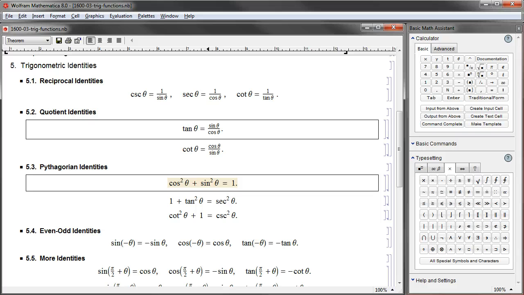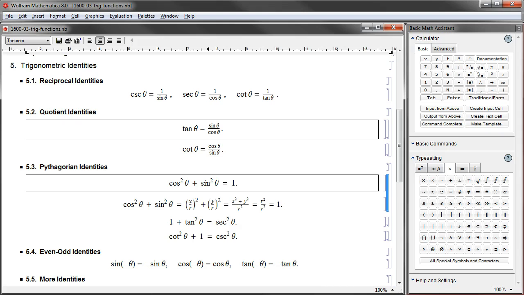Cosine squared plus sine squared is equal to 1. Why? Well, cosine squared plus sine squared is by definition, well, cosine is x over r, isn't it? So that equals x squared over r squared, because x over r total quantity squared is x squared over r squared. And sine squared, that's y squared over r squared. Y over r total quantity squared. And then if we take the common denominator, we have x squared plus y squared over r squared.